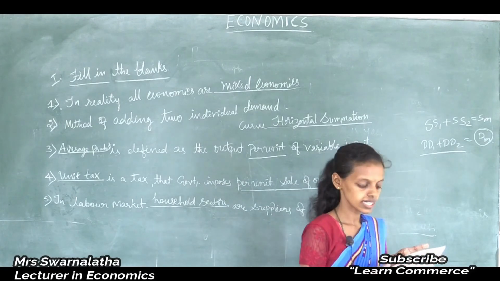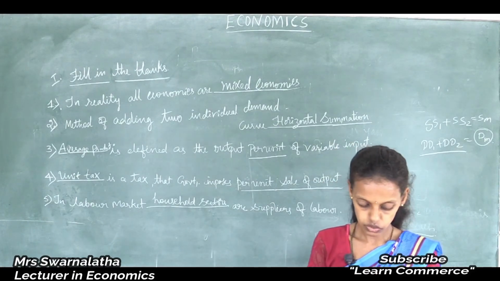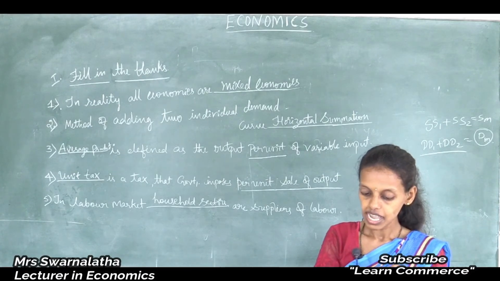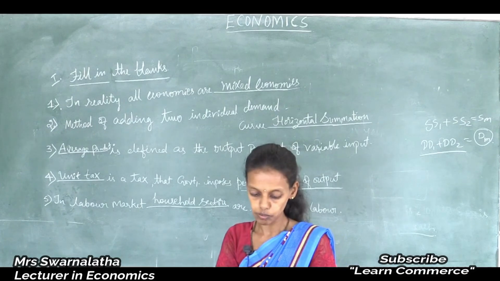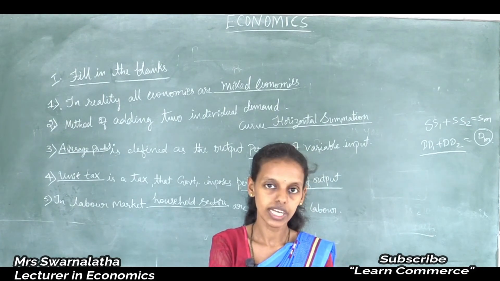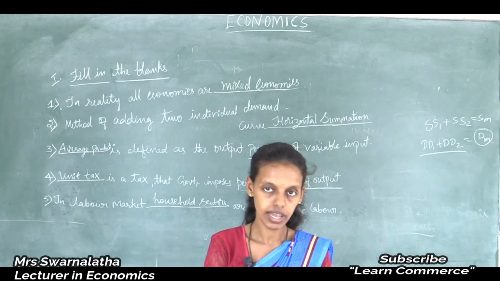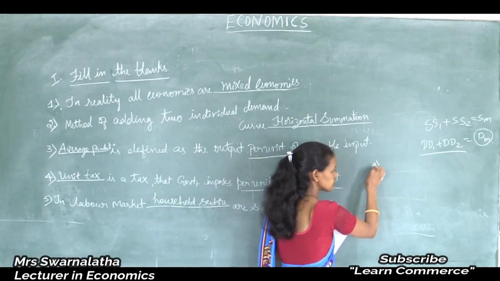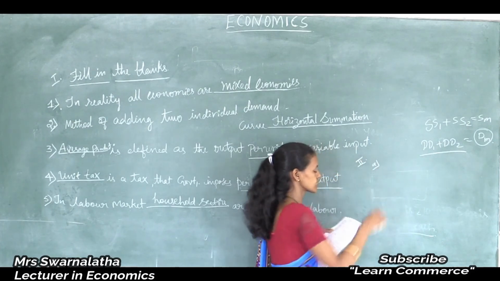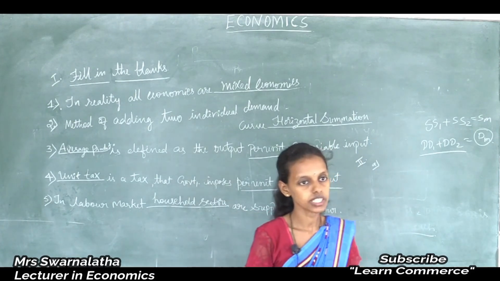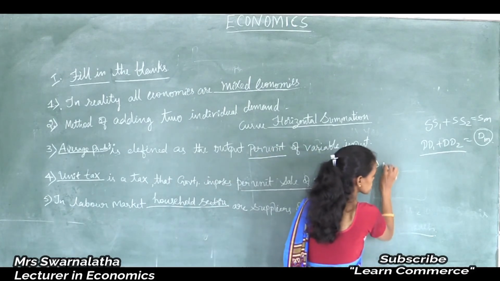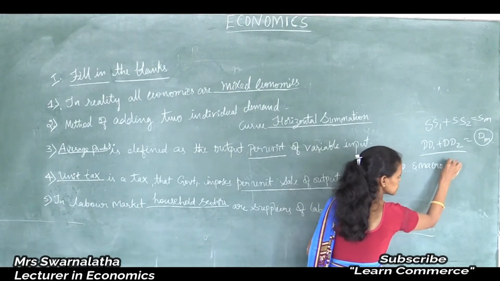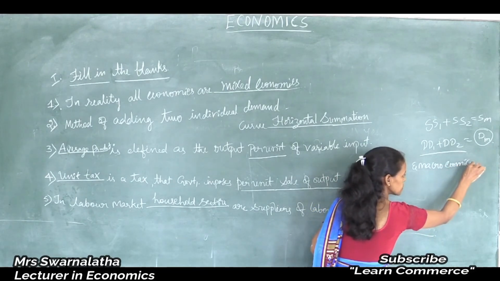Next is about choosing the correct answers. I will read out the questions, and you will come to know the answers. Traditionally the subject matter of economics has been studied under the following broad branches. As we know, the option is A, micro and macro economics. Traditionally the subject matter of economics is studied under micro and macro economics. They are the broad branches.